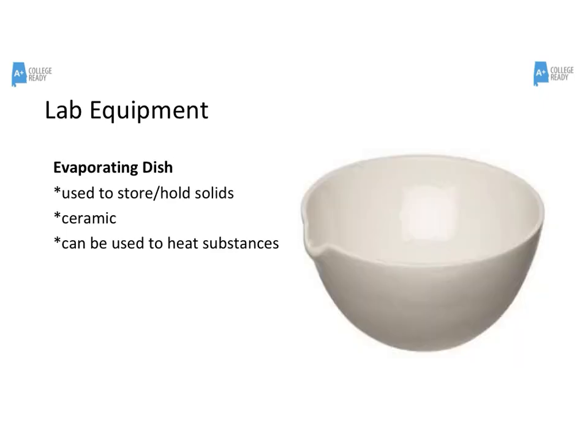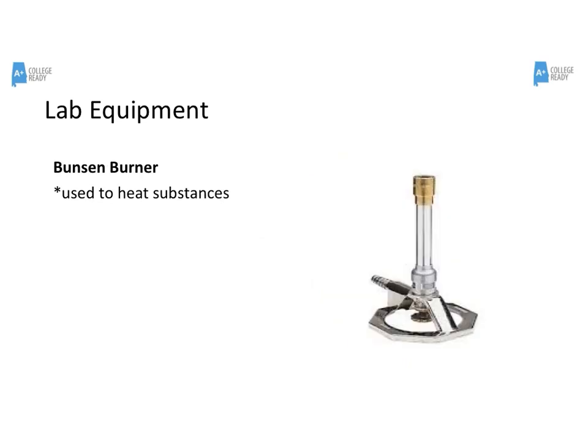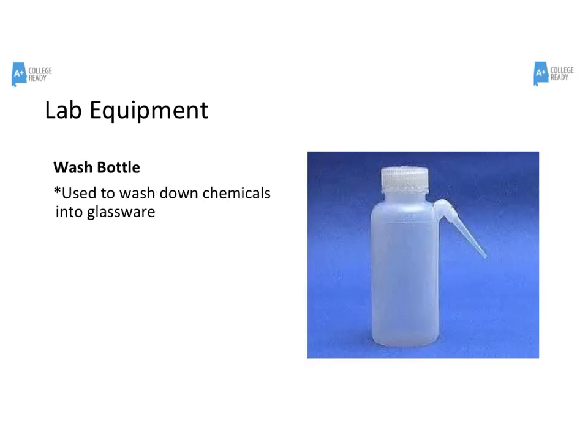The evaporating dish is used to hold or store solids. It is ceramic, and most pieces of ceramic lab equipment can take a higher heat than glass. The Bunsen burner is used in the laboratory to heat substances. The wash bottle is used to wash down chemicals into glassware.